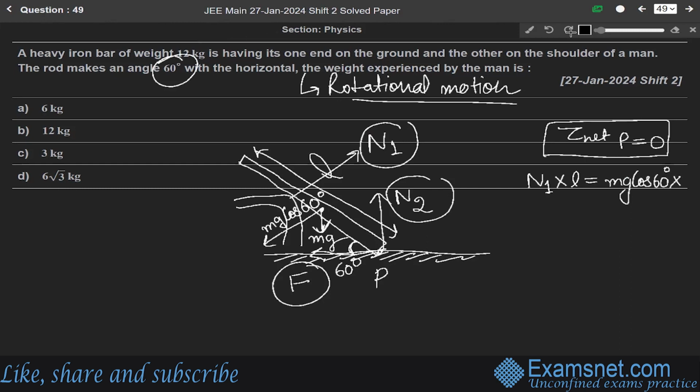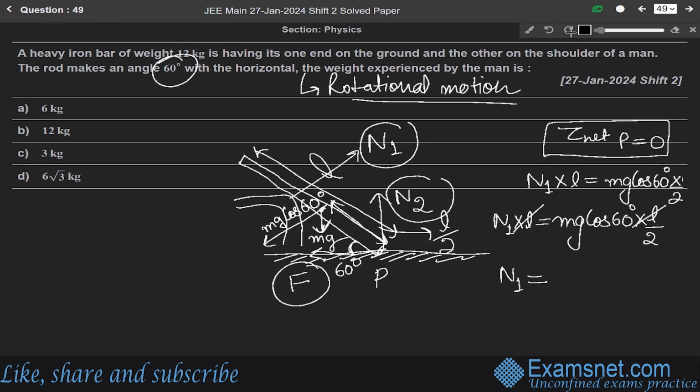L by 2. This mg is at the center of this rod. So the distance from this point to this point is what? L by 2. So N1 into L equals mg cos 60 into L by 2. This L cancels out, so N1 will be equal to M.